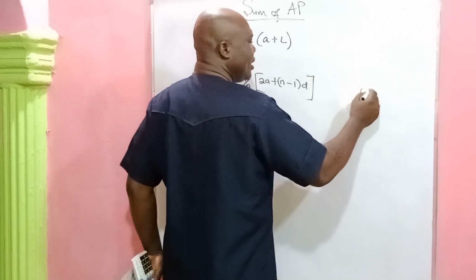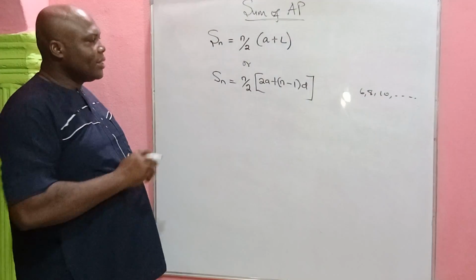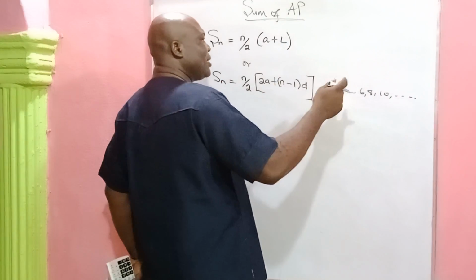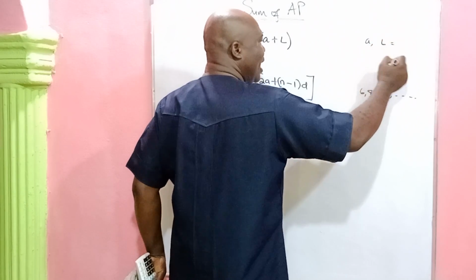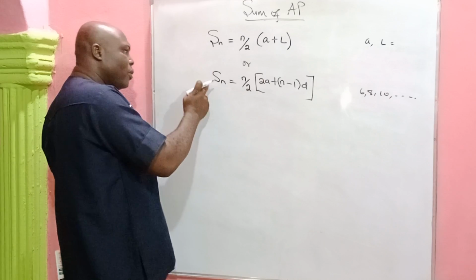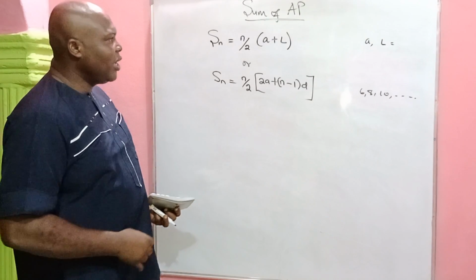Let's say 6, 8, 10, and so on. If it's given as a sequence this way, you use this formula. But if the first term and the last term are given, they just give you A and L, the very last term, you can use this formula. We are going to take one example with this and one example with the other to find the sum of the AP series.